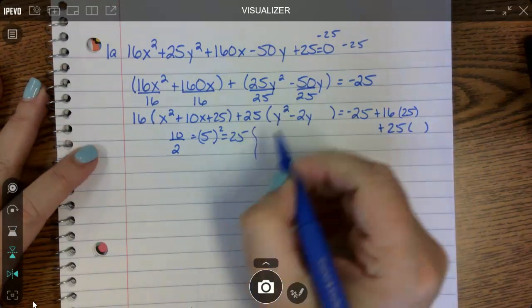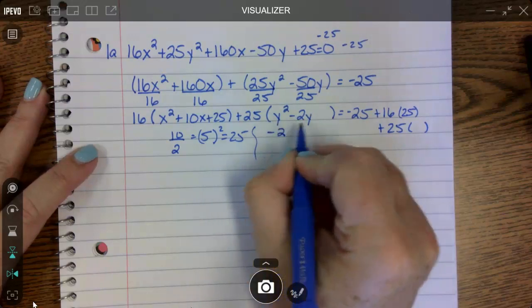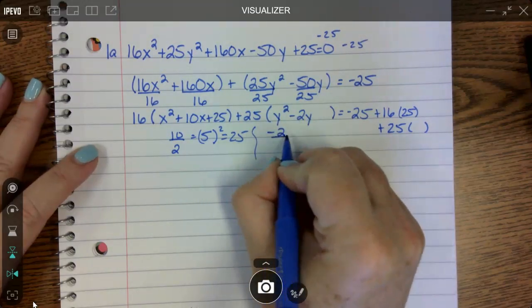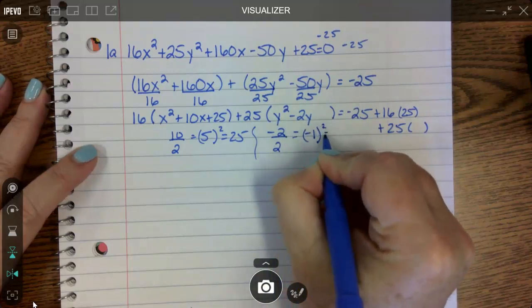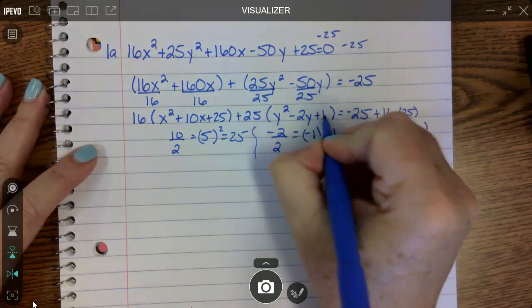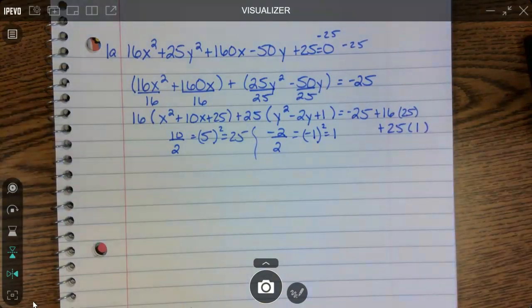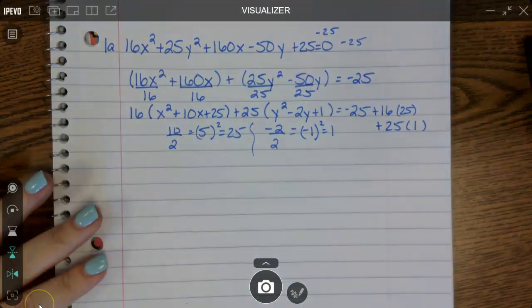Okay. Now we're going to take the negative 2. Please make sure you grab that negative. And we get negative 1 squared is 1. So plus 1 and a 1. All right. Okay, sorry about that.